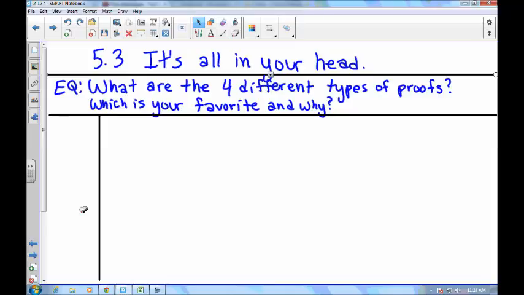Before we get going, I need to go over some vocabulary. What is a median? Anyone know? A median of a triangle. We know median means middle, like if we had data, it would be the middle number when they're ordered. Median of a triangle.